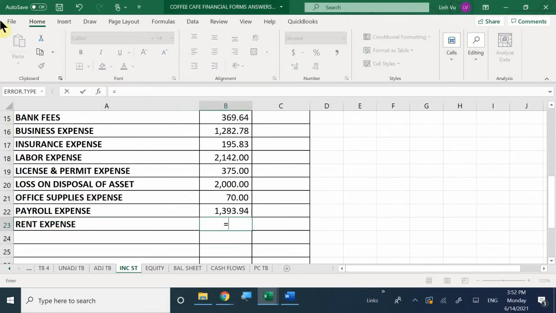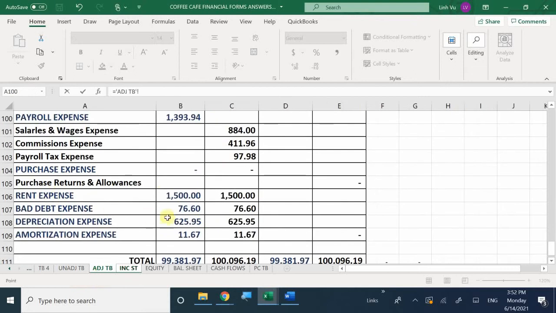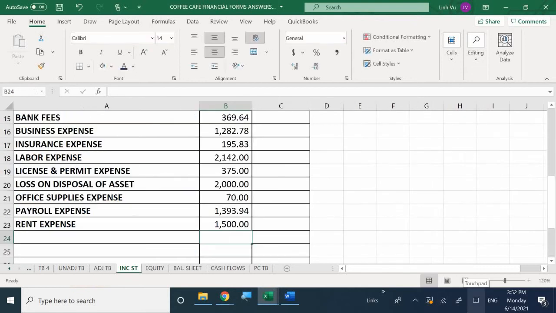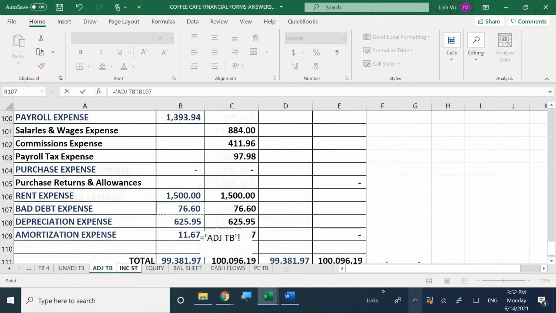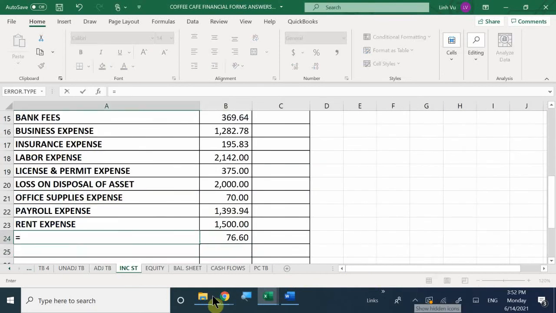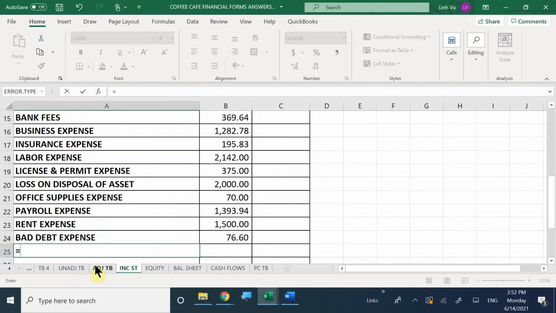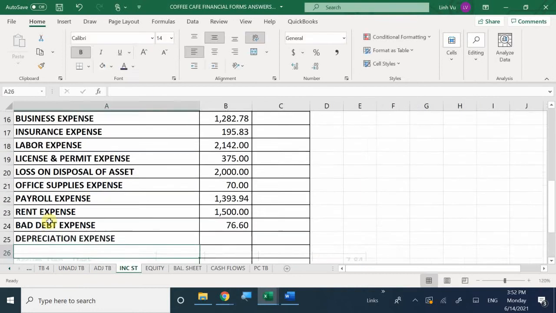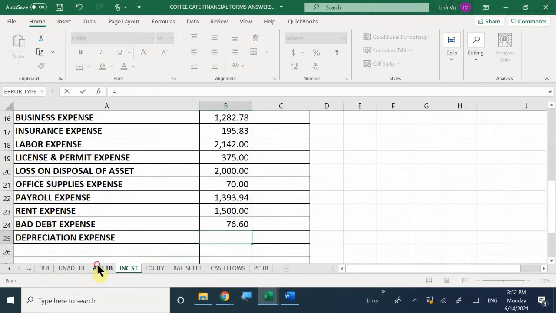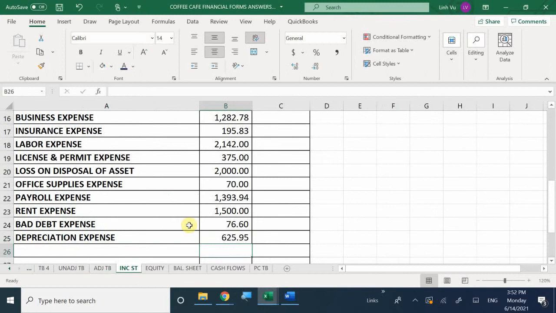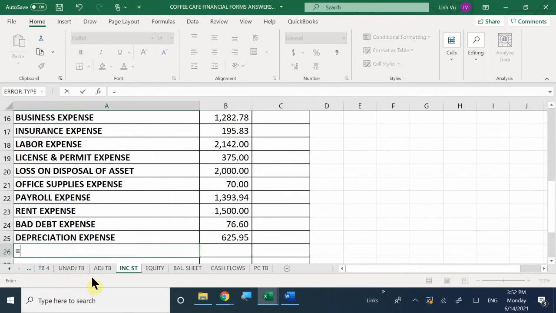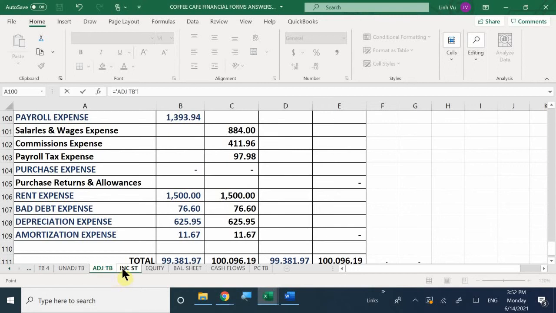Bad debt expense for 76.60. Depreciation expense for 625.95. And the amortization expense for 1167.